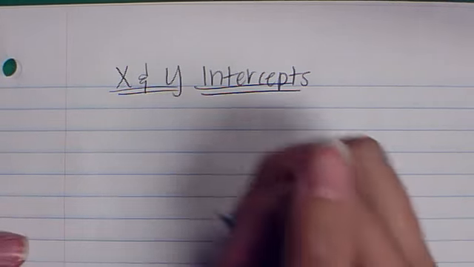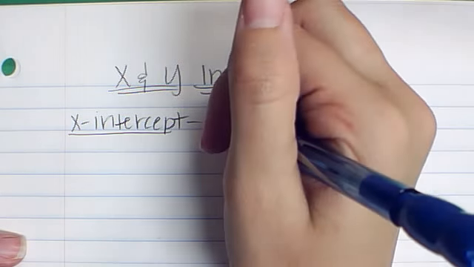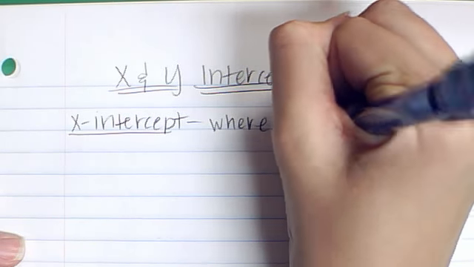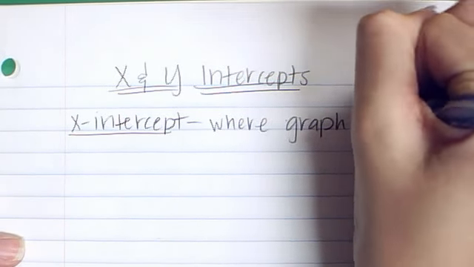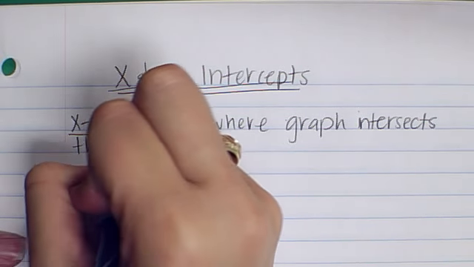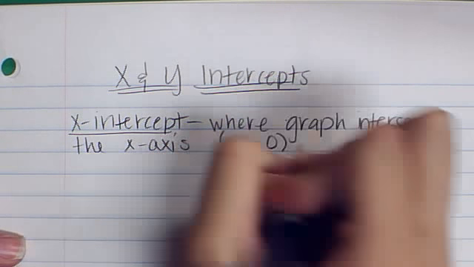Today in Algebra 1 we learned about X and Y intercepts. An X-intercept is the place where the graph intersects the x-axis. And always y will be equal to 0.